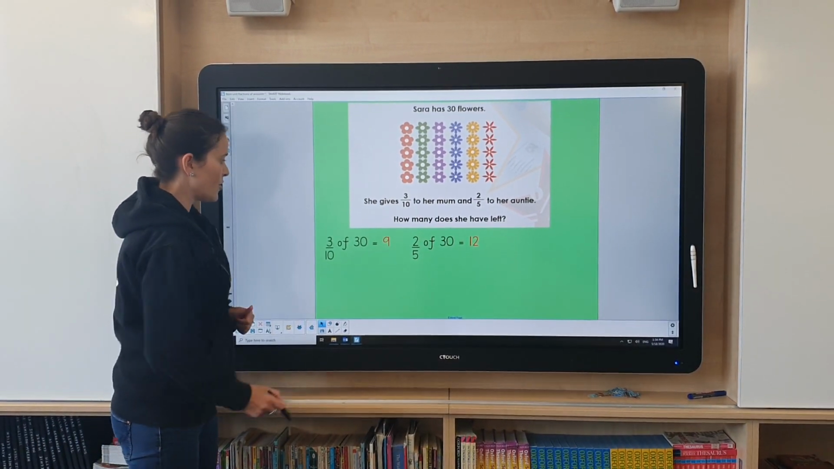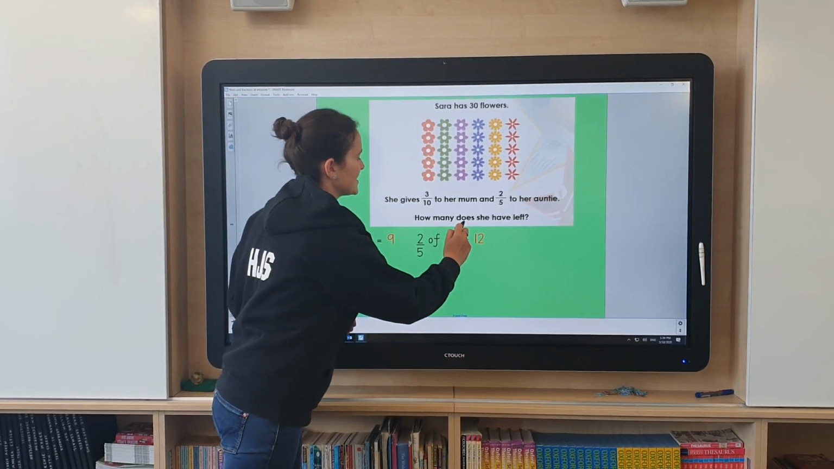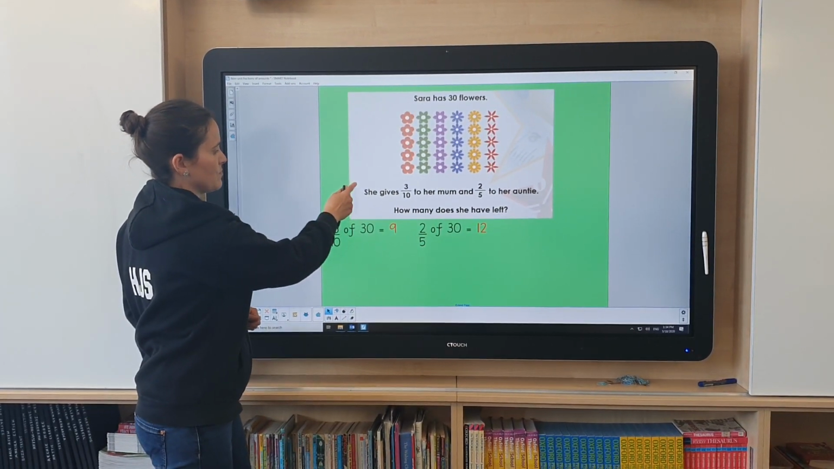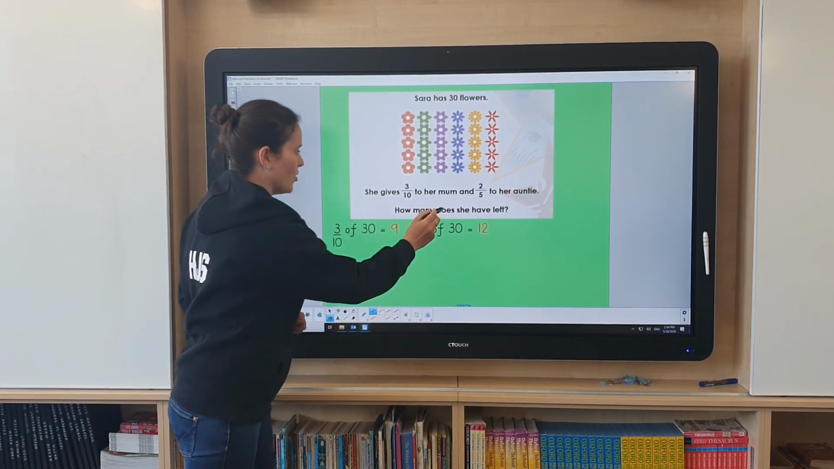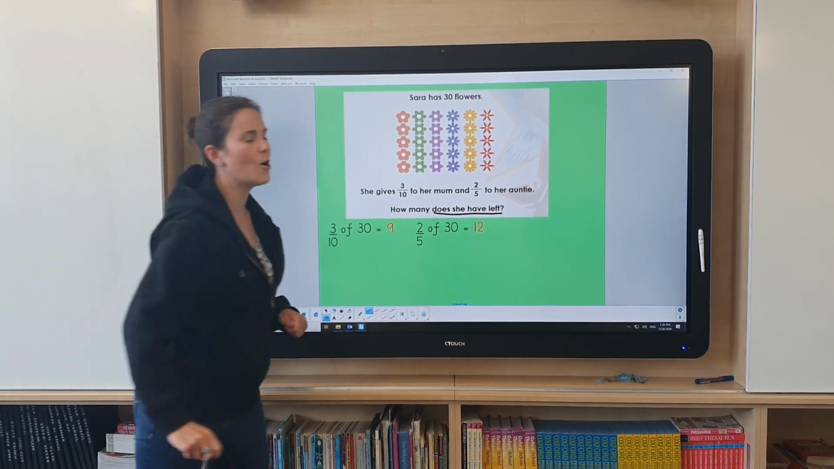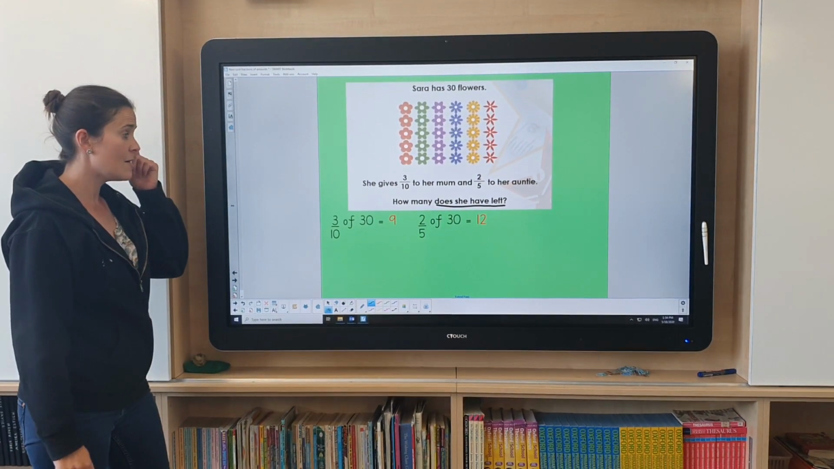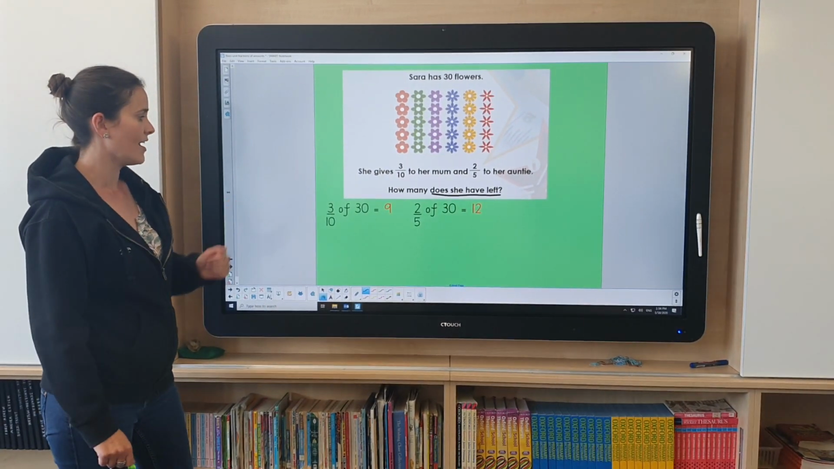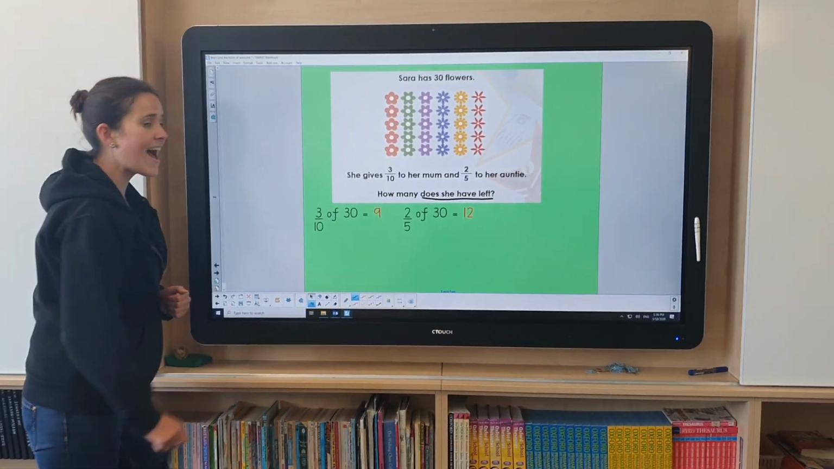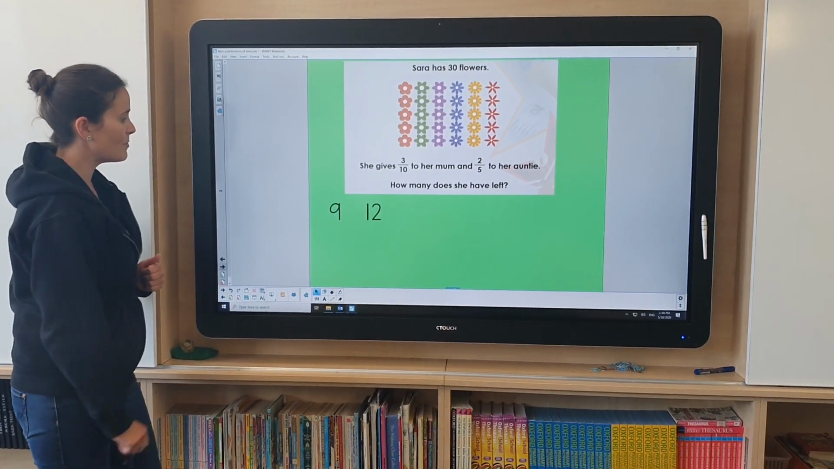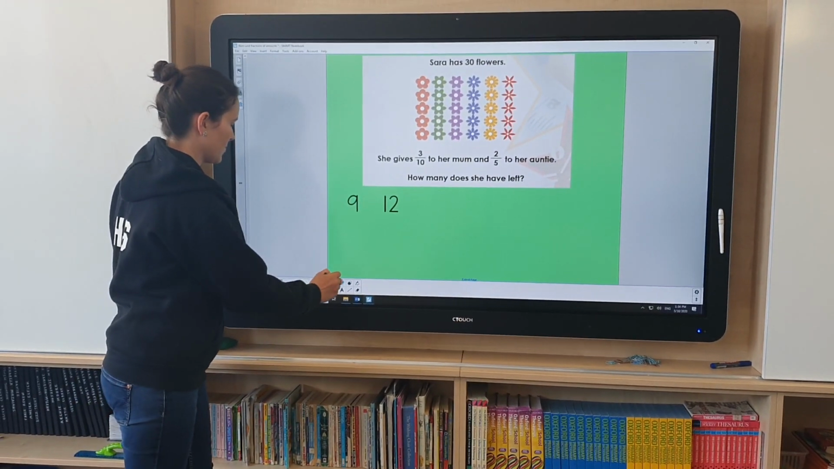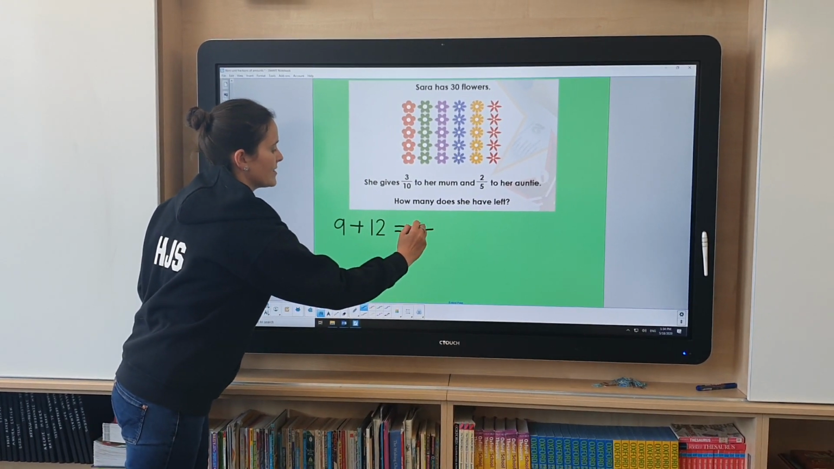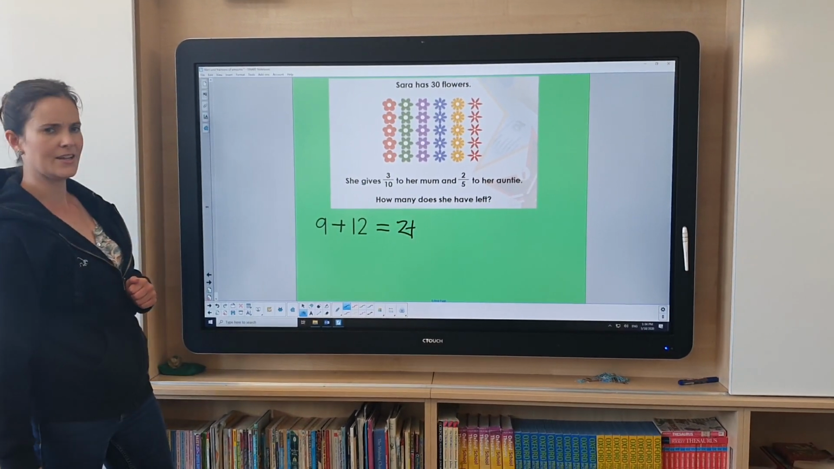Most importantly to focus on now though is this bit here. Bring that question back there. You need to focus on this bit here. How many does she have left? Because we know what has been given away, 9 and the 12. If we add those 2 numbers together, like this, we will get the answer 21.